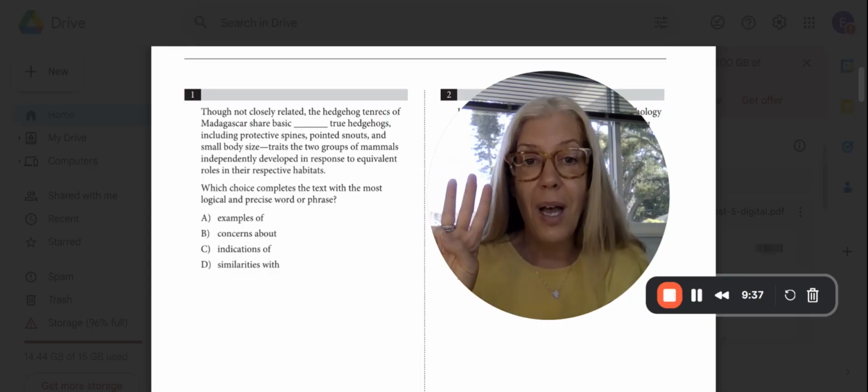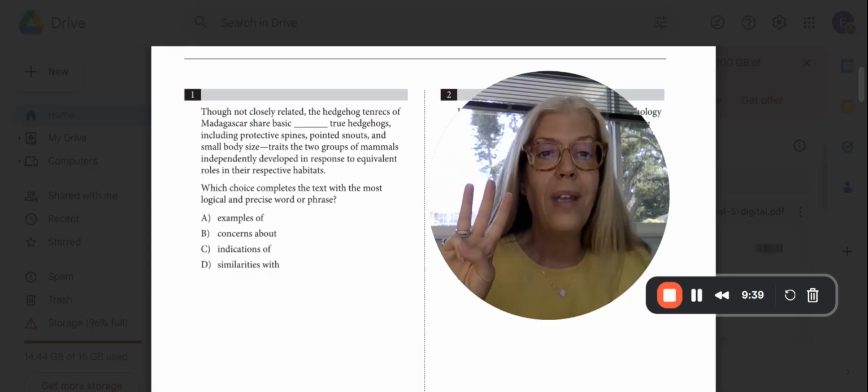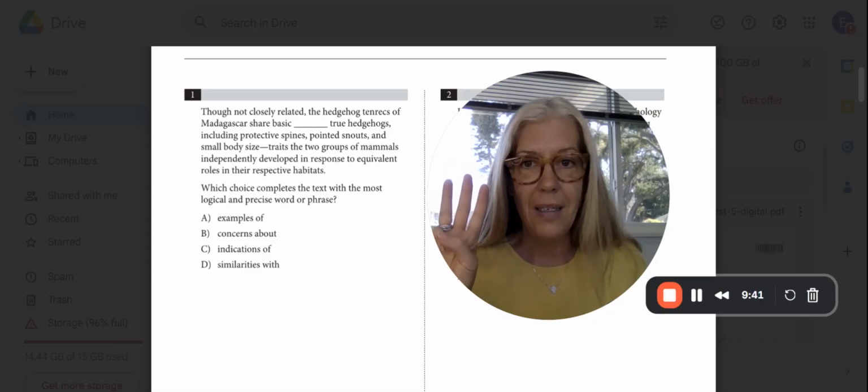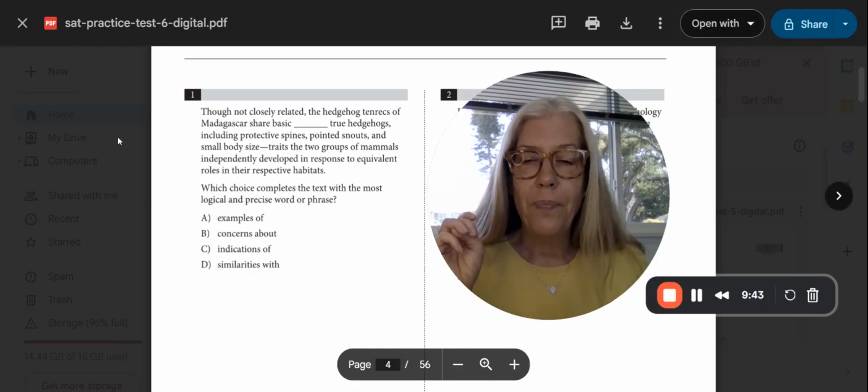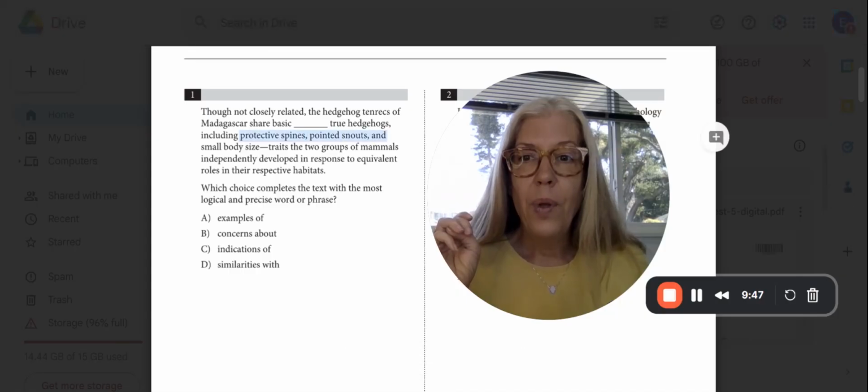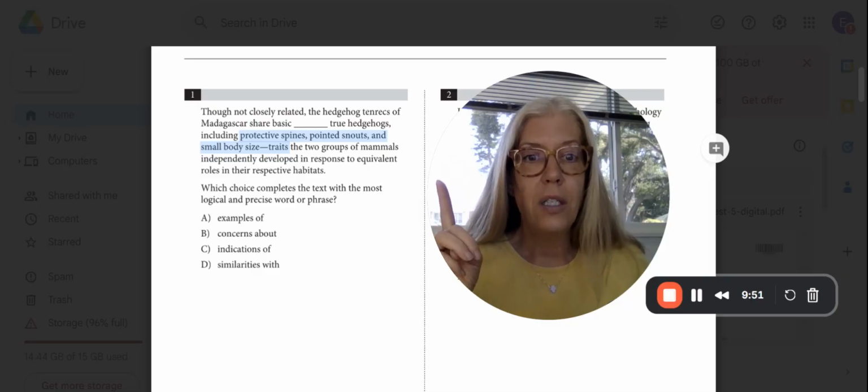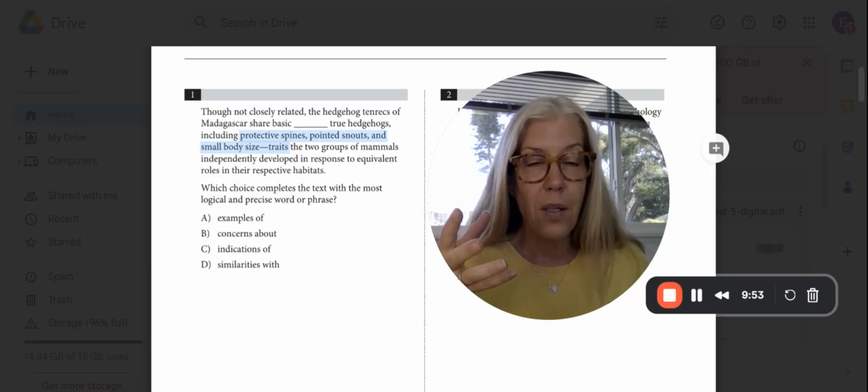So I've actually come down with three reasons why you would even pick a comma in a sentence. The first one is exactly what we see here. We have a simple list. We have three things that are so similar.